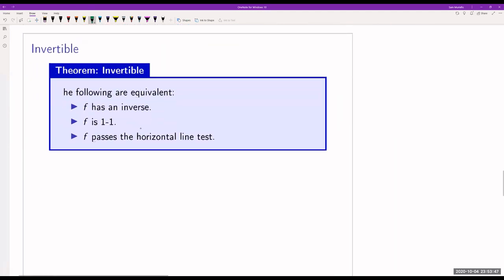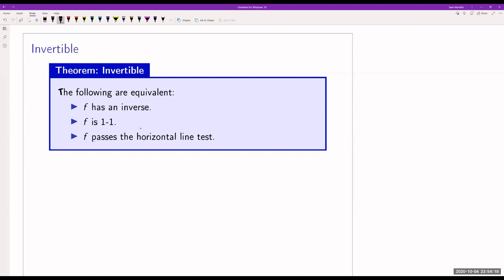We'll summarize all of this in a theorem about invertibility. In this case, the following are equivalent. Either f has an inverse, and it is one-to-one, and it passes the horizontal line test, or none of those things are true. It's either all together or not at all. Basically, this means that if I want to check if f has an inverse, if it's invertible, then I can either check if it's one-to-one, or I can check if it passes the horizontal line test.